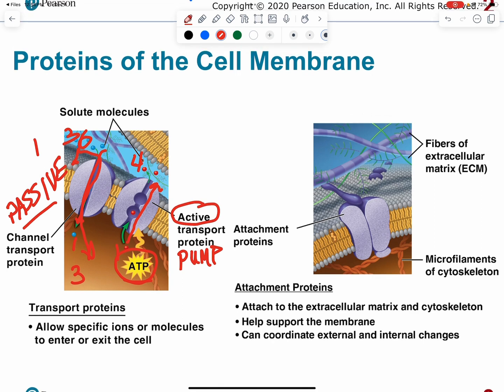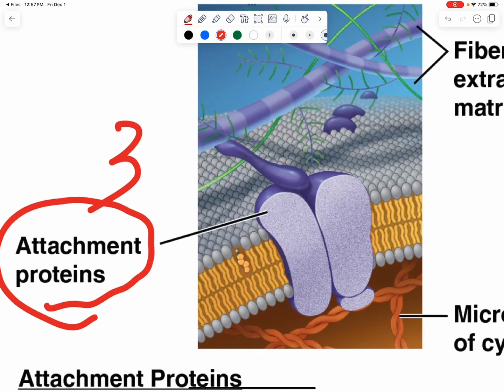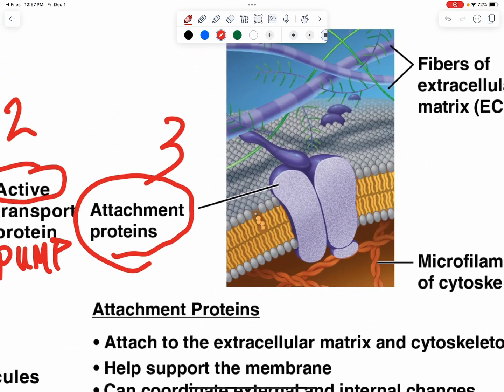So by the way, this is protein number 2 out of 7. The actual numbers don't matter, but we're going to count up to 7 of them. So here's the third one. It is called an attachment protein. So the protein is fully embedded into the membrane. And down here, it has an attachment to the microfilament that is inside.